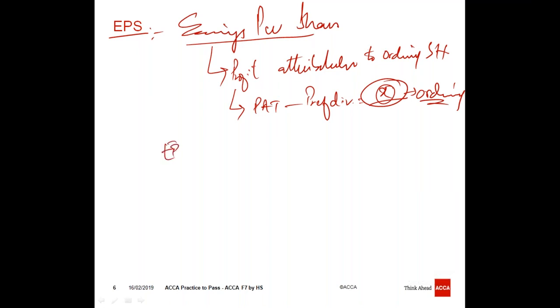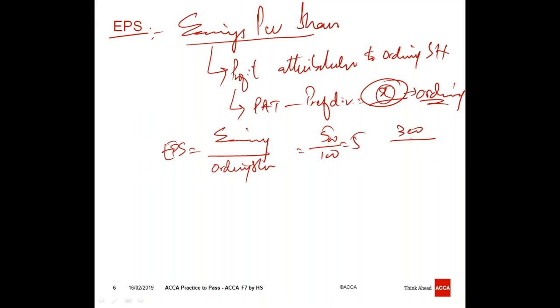And the formula for the EPS is earnings per share. So you have to take ordinary shares. Suppose the EPS of the company is 5, and the EPS of another company is 3. Which company is better for investment purposes? From the earnings point of view, you can say that this company is earning more as compared to the other company.